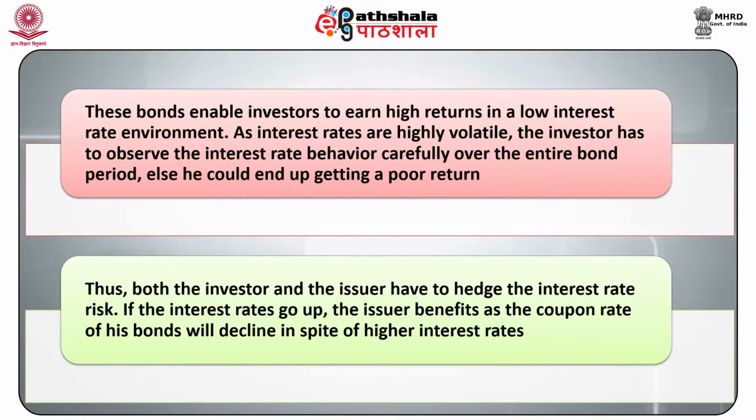These bonds enable investors to earn high returns in a low interest rate environment. As interest rates are highly volatile, the investor has to observe the interest rate behavior carefully over the entire bond period, else he could end up getting a poor return. Thus, both the investor and the issuer have to hedge the interest rate risk. If the interest rate goes up, the issuer benefits as the coupon rate of his bonds will decline in spite of the higher interest rate.